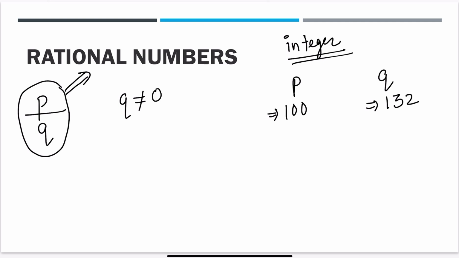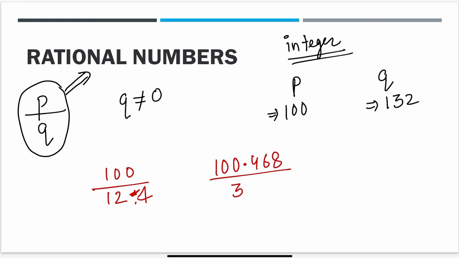So I will give you examples. Tell me if each is a rational number or non-rational number. We are just going by the definition for now. The first is 100 divided by 124. The second is 100.468 divided by 32, something. I'm just taking a random example. The third example is 42 divided by 0. I will write it again to clear the confusion: 100 divided by 124, say.